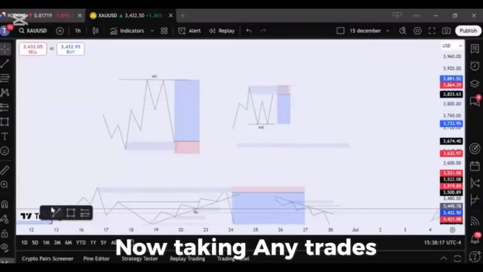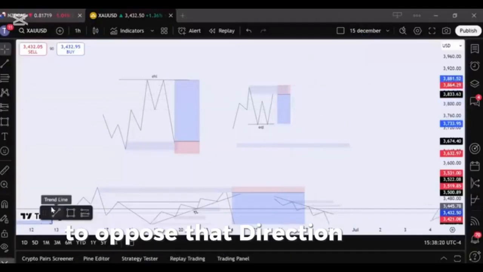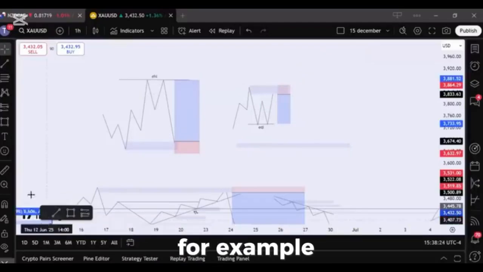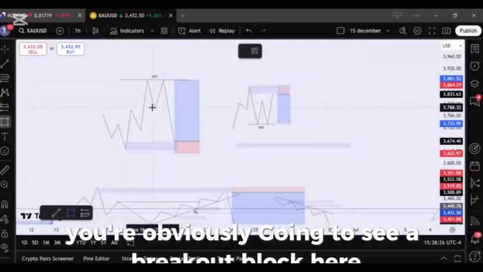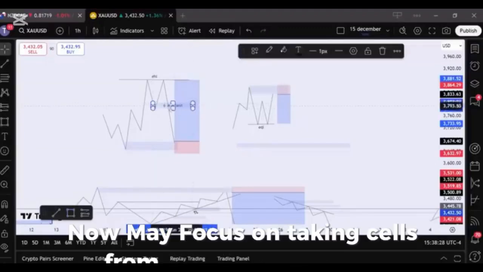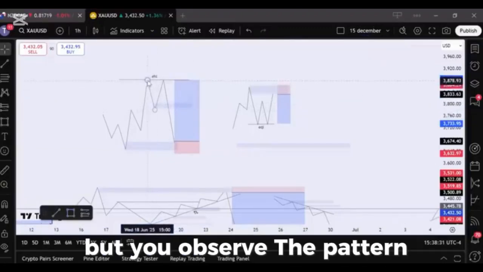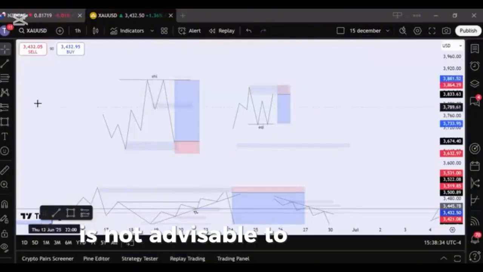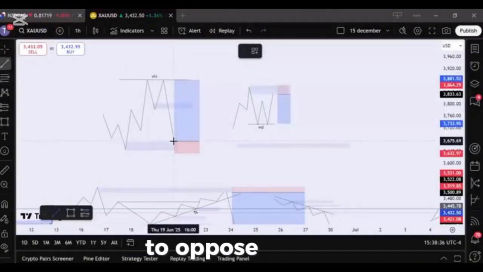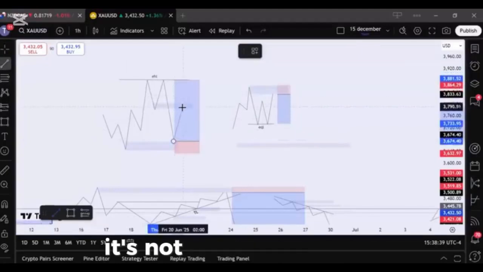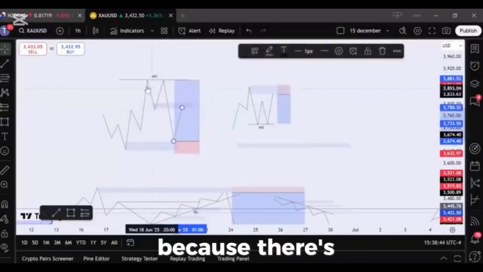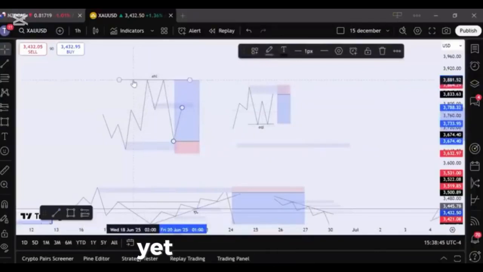Now, taking any trades to oppose that direction of the market when the liquidity has not yet been taken out is not advisable. For example, you're obviously going to see a breaker block here. So most people now may focus on taking sales from this breaker block, but you observe the pattern that there's an equal highs liquidity here that's not yet been taken out. It's not advisable to start selling from this zone because you saw a breaker there, because there's liquidity here on the upside of the chart that is yet to be taken out.